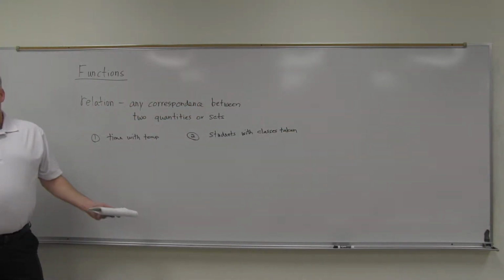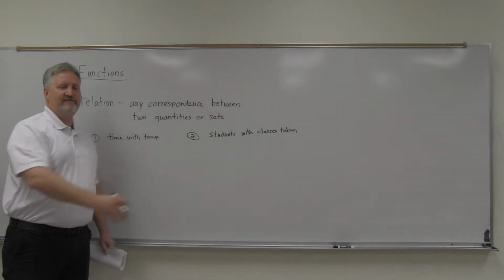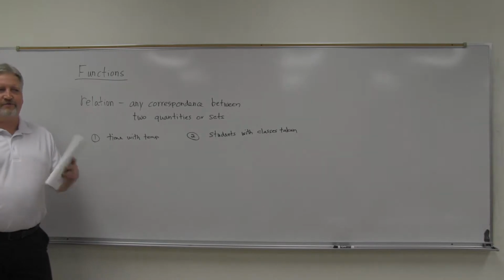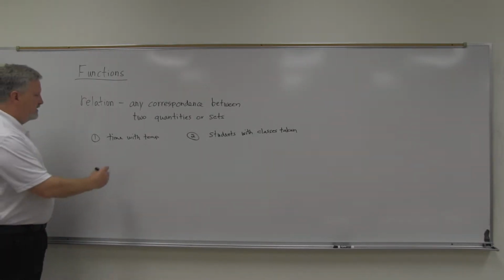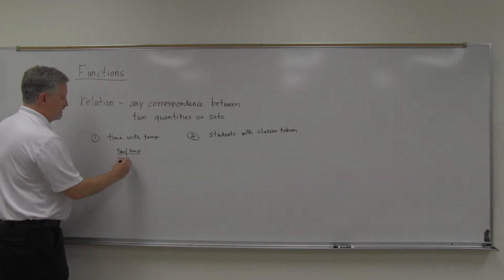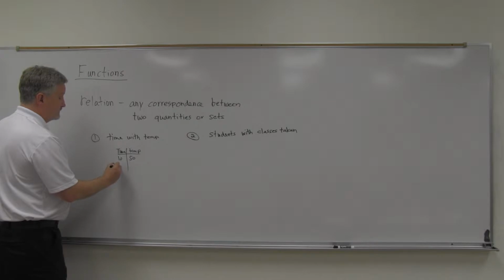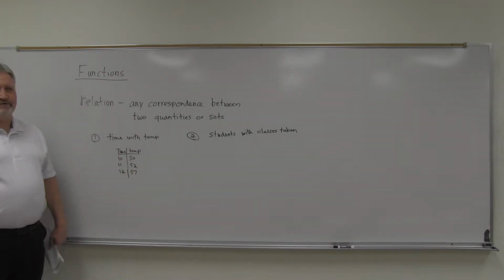All right, so that sets up a relation because this student has these classes and this student has these classes. So that's a correspondence, that's a relation. Now there's different ways you can represent that. Of course you can do just like a table. Time with temp. Let's say at 10 o'clock you had 50 degrees. 11 o'clock it was 52 degrees. At 12 o'clock it was 57 degrees. Okay? That's one way you can do it.